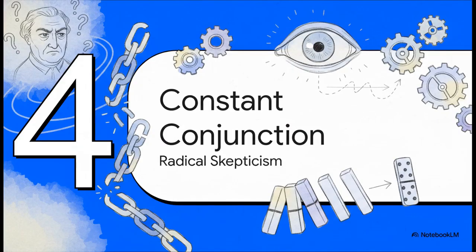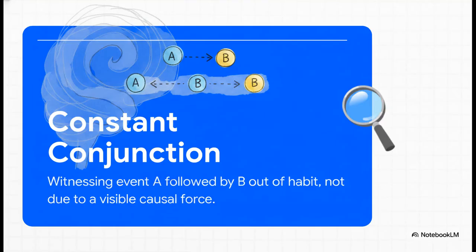Which leads us to section 4, David Hume and constant conjunction, the radical skepticism of cause. This brings us to a really radical climax in our causal dilemma, courtesy of the philosopher David Hume. Hume introduced a level of profound skepticism that completely shook the foundations of metaphysics. He asked this brilliant, super disruptive question: do we ever actually see a true cause?